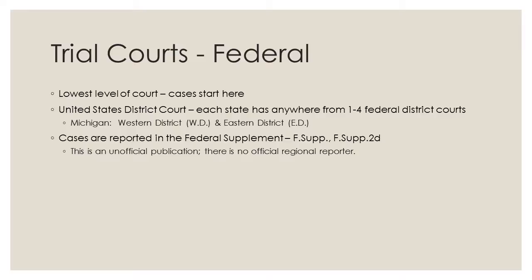Trial courts are where it all begins. They're the lowest level of court and handle all sorts of legal issues. Each state has anywhere from 1 to 4 federal district courts. Michigan, for example, is divided into the western and eastern districts. The cases in the federal district courts are reported in the Federal Supplement. I feel it's prudent to mention briefly that there are both official and unofficial reporters. Official reporters are published by the government entity, and unofficial reporters will be published by Thomson West or Lexis or some other legal publisher.